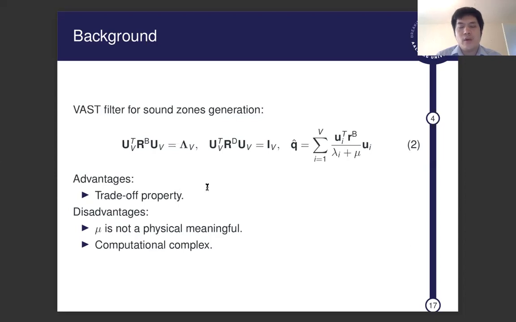However, the disadvantage of this approach is that the mu is not a physically meaningful parameter. Also, it's computationally complex to solve the generalized eigenvalue problem for large matrices.